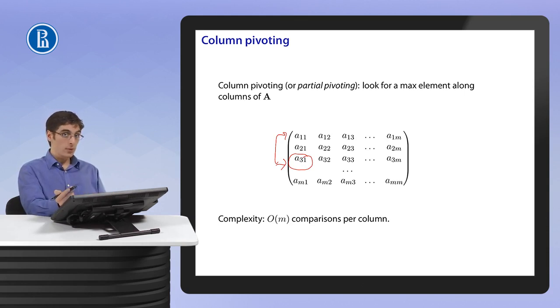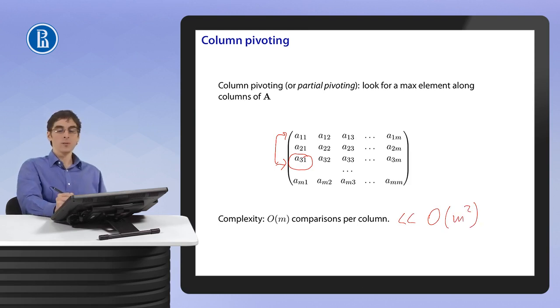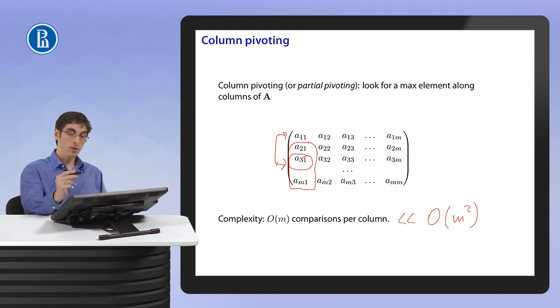Now, what's the complexity of this? You need of the order of m comparisons, exactly m-1 comparisons, and this is cheap. This is much less than the quadratic number of multiplications you need to do to eliminate, to zero out the contents of the column. So this is cheap.